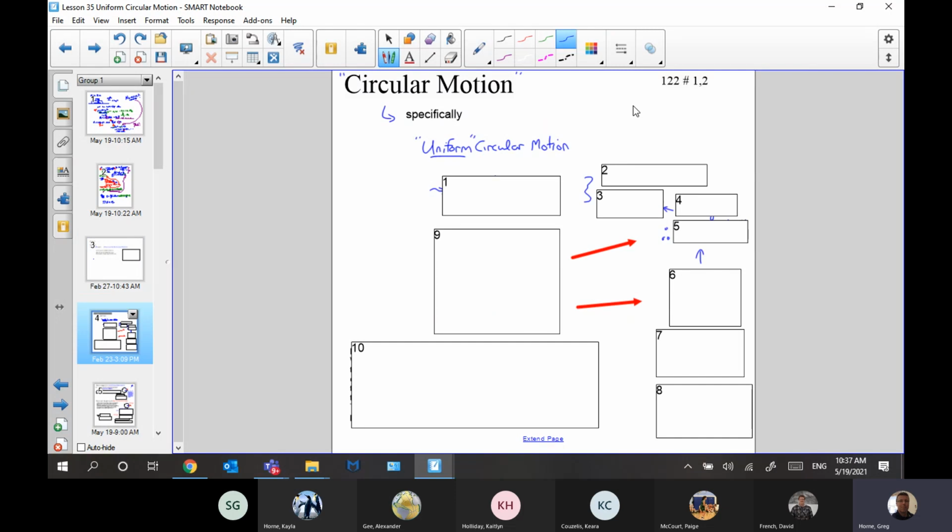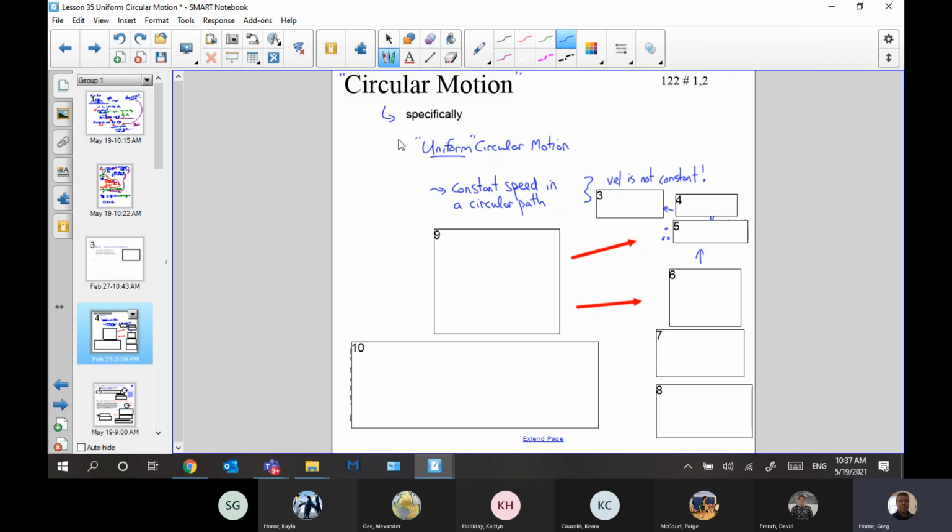So circular motion, continuing talking about it, specifically looking at uniform circular motion. The uniform part of it is specific, so that we're talking about what we want to talk about here. So we have constant speed in a circular path. I've mentioned this in previous slides.